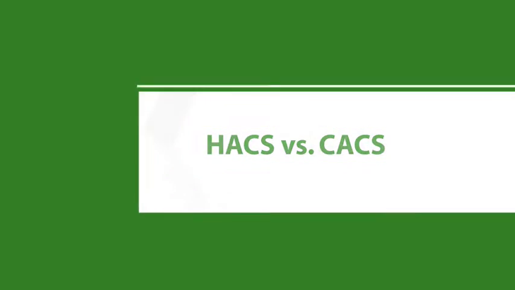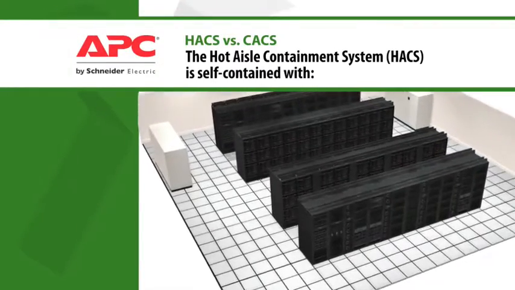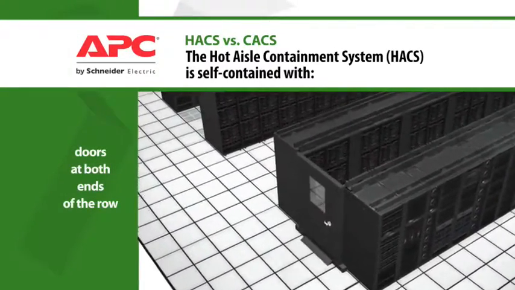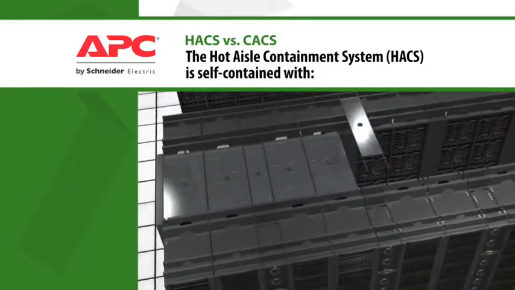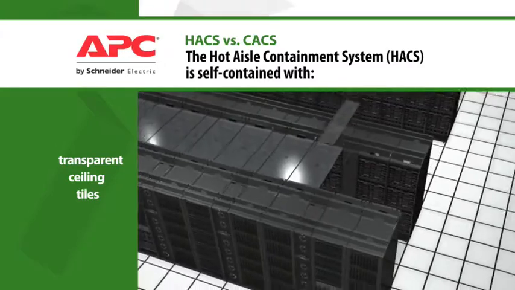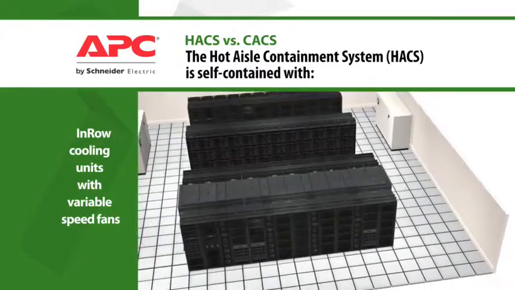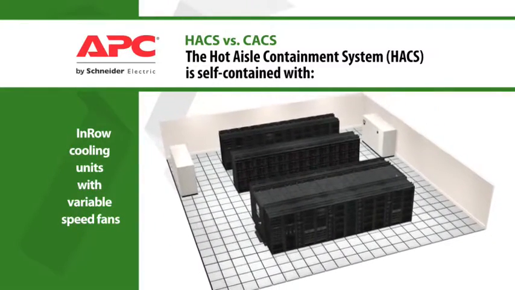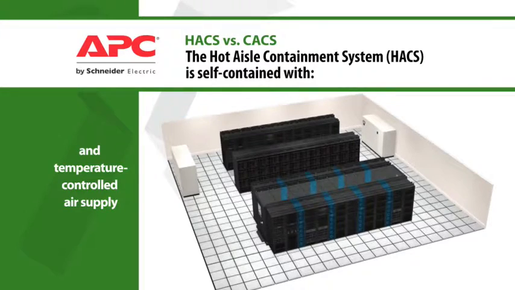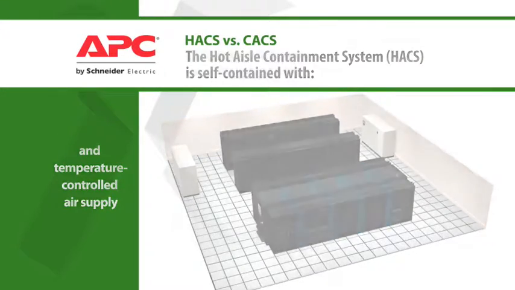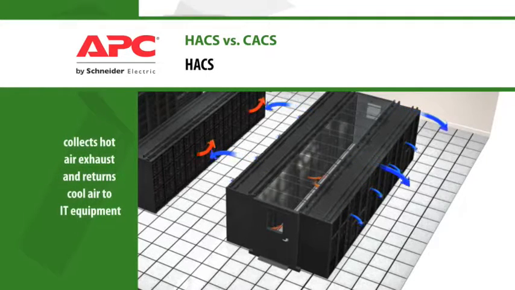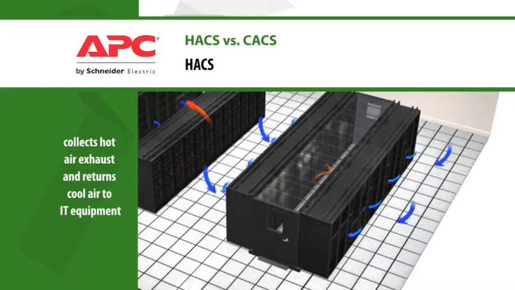APC's Hot Aisle Containment System, or HACS, consists of doors that cap both ends of the row, transparent ceiling tiles, and APC's own in-row cooling units with variable speed fans, and a temperature-controlled air supply to the cold aisle. The hot aisle containment system isolates the hot aisle from the rest of the room, enabling the in-row cooling units to capture all the heat from the IT equipment, neutralize it, and supply cold air to the cold aisle.